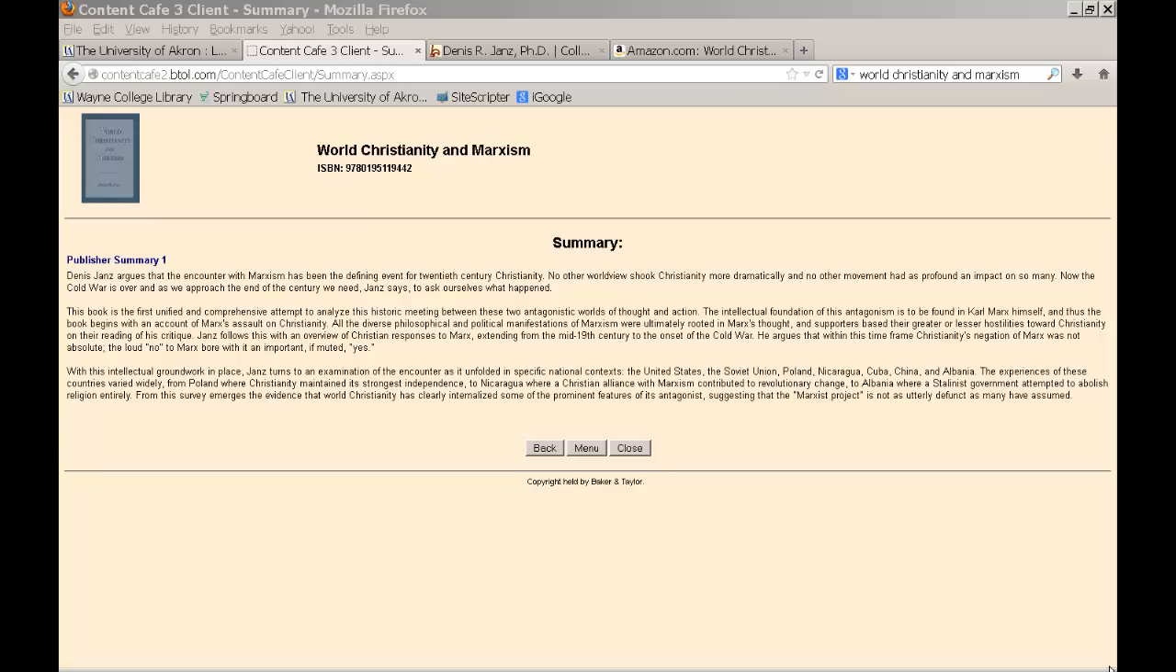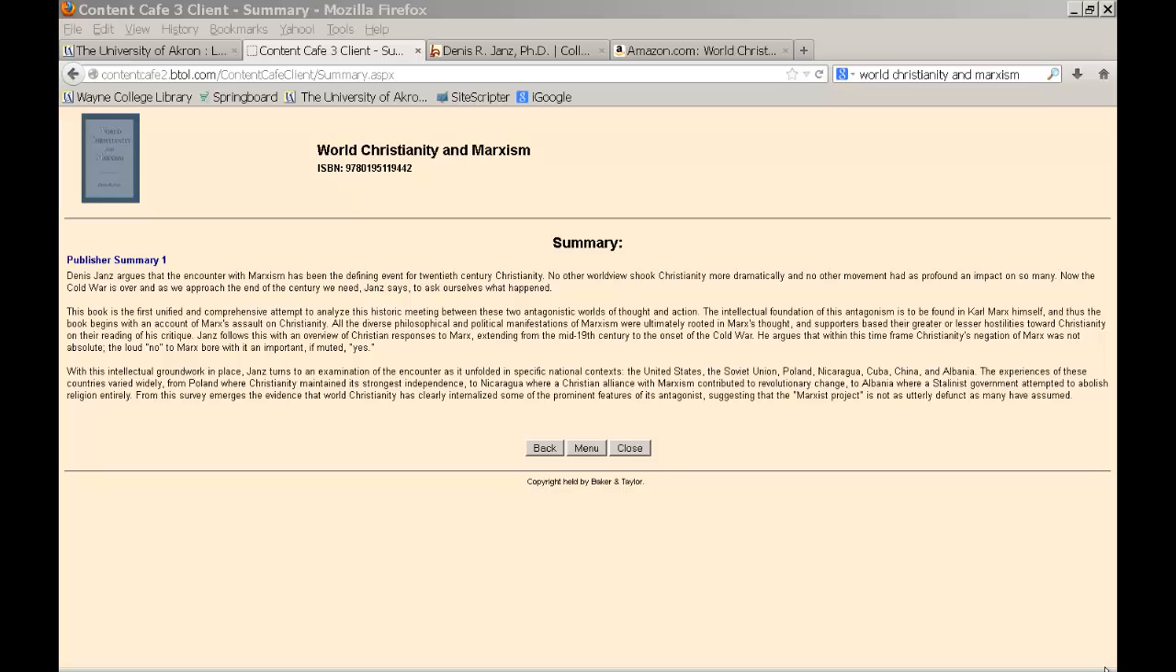Our next question is, is the information presented regional, national, or international in scope? We know that it's national because the summary tells us this. According to the summary, it says that with this intellectual groundwork in place, Jantz turns to an examination of the encounter as it unfolded in specific national contexts: the United States, the Soviet Union, Poland, Nicaragua, Cuba, China, and Albania. So we know that it is national. And from the table of contents, we know that each chapter focuses on a different country. So each chapter has its own national focus.